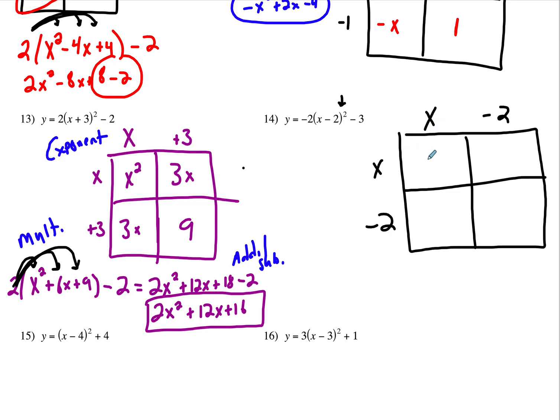x and x will be x squared, -2 and x will be -2x, -2 and x again, -2x, and -2 times -2 is 4. Okay, so what I get is -2 times x squared. These combine.